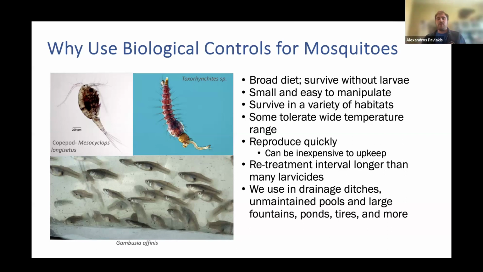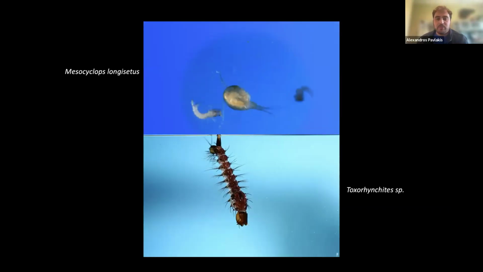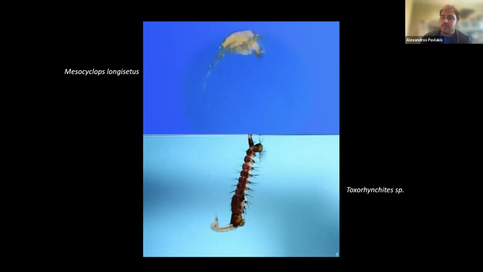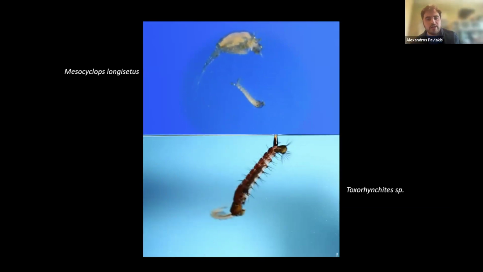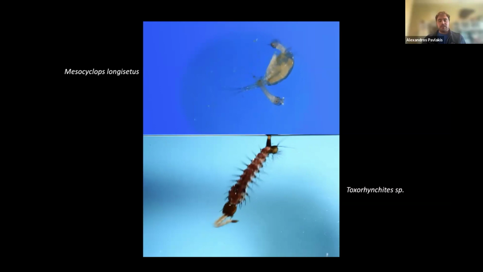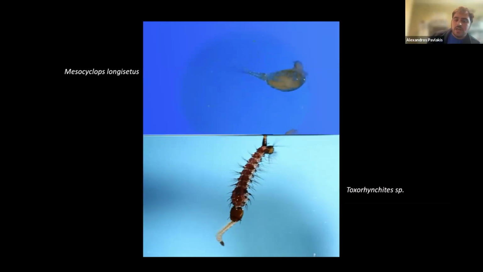So I just have a quick video to show how these are predating on mosquito species. So on top are copepods. They exclusively feed on first instar and very small second instar larvae. And then our Toxorhynchites, they're going to feed on all stages of mosquito larvae, depending on their size.